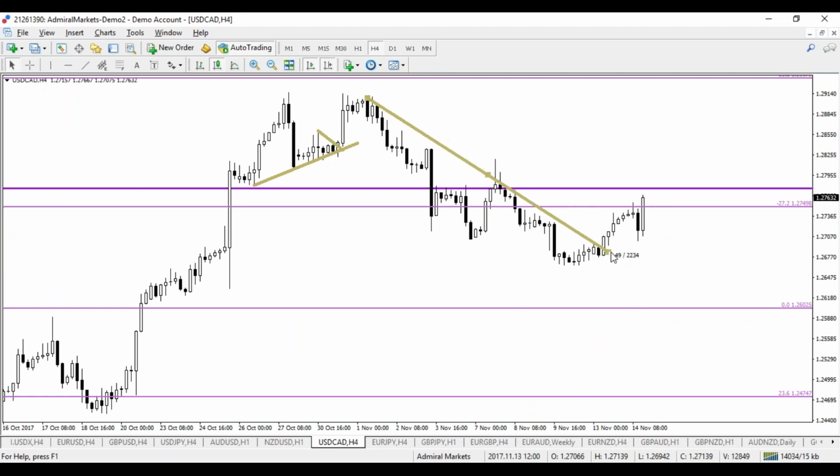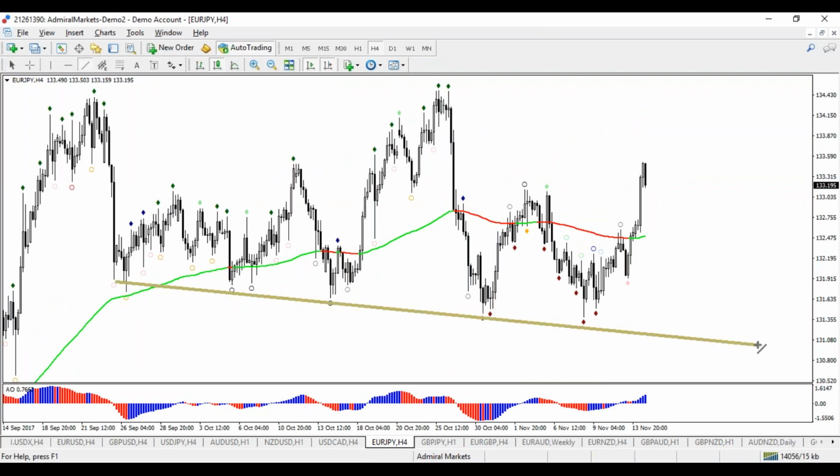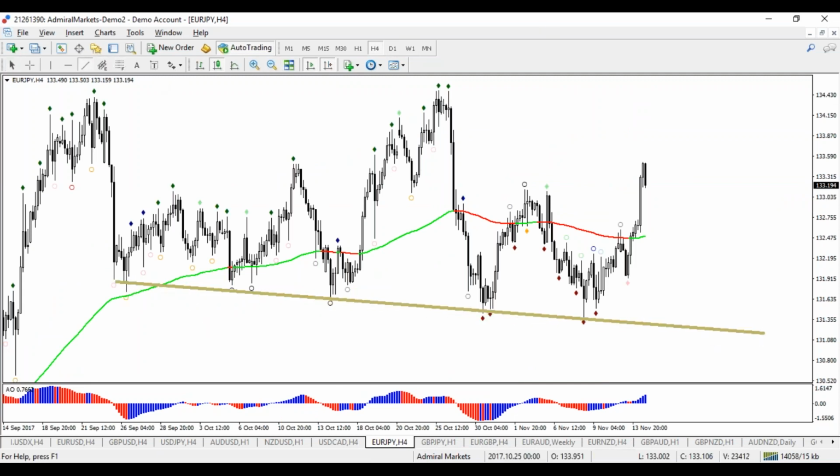All right, dollar CAD seems to be moving up. We seem to have a breakout here, and this seems to be a break pullback continuation. Continuation is happening as we speak now. Let's see. Euro yen bounced off this trend line and broke through this trend line. Maybe you traded some of these bounces or breaks.